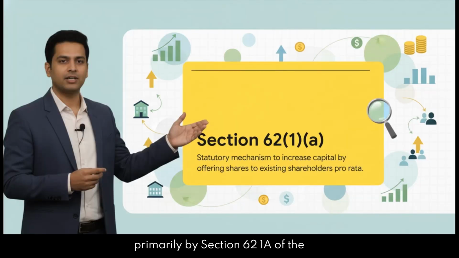So, a rights issue is governed primarily by Section 62(1)(a) of the Companies Act 2013. But what does that actually mean in plain English? Simply put, if a company wants to issue new shares, it's legally required to first offer them to its existing equity shareholders, right, in proportion to what they already own. Think of it as a preemptive right. It's basically a shield that allows current shareholders to protect their exact percentage of ownership from getting diluted. If you own 10% of the company, boom, you have the absolute right to buy 10% of the new shares being issued. It's really that simple.